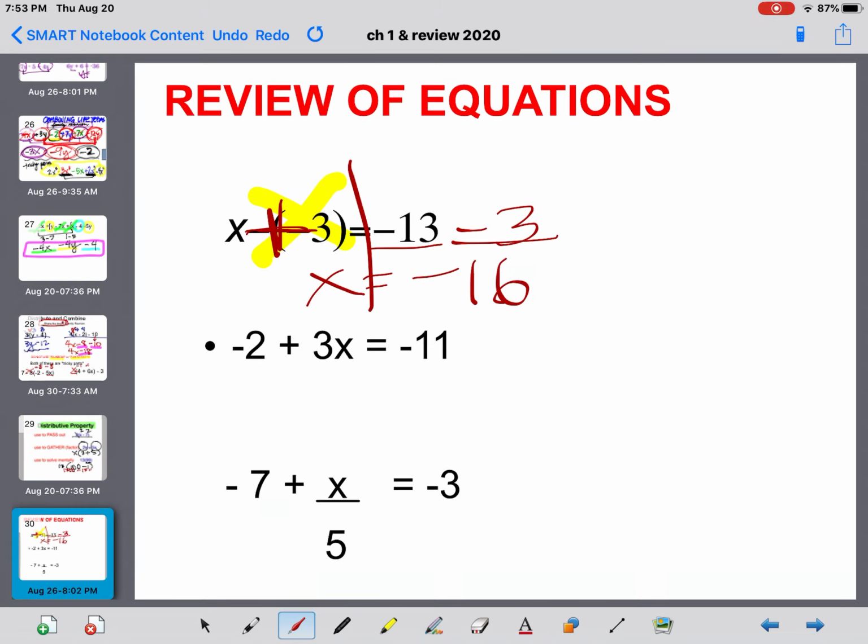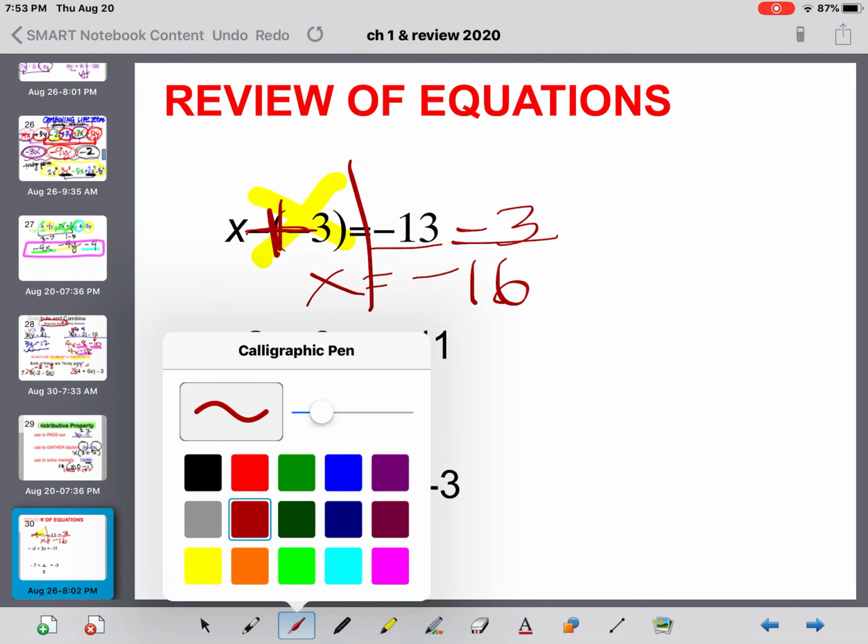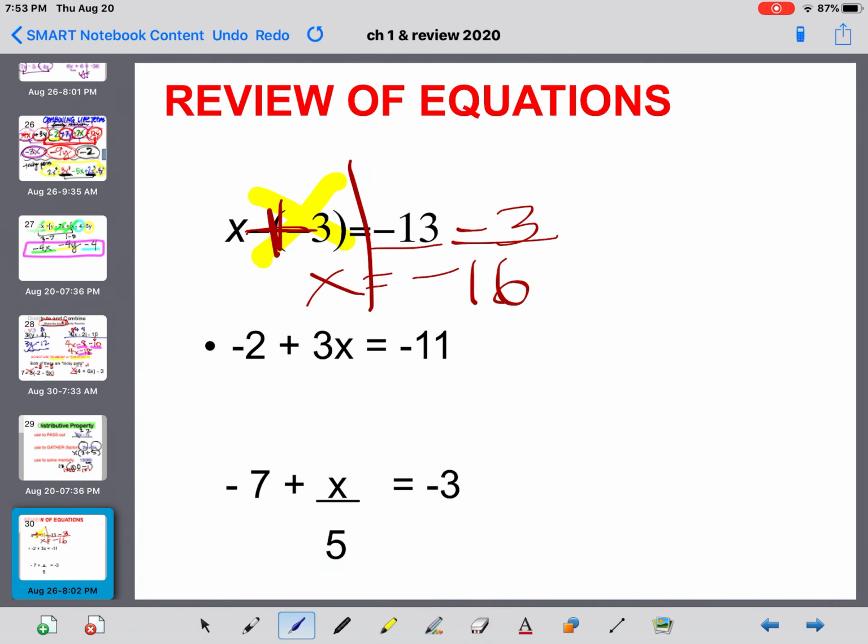Pause the video, try the next two answers, and let's see how you do. Here are the answers for the next two problems. We have two parts that need to move. We're going to move the negative 2 first. Rewrite it.